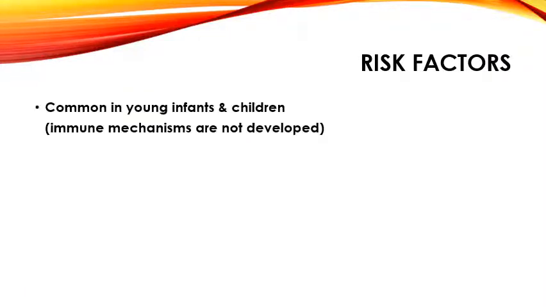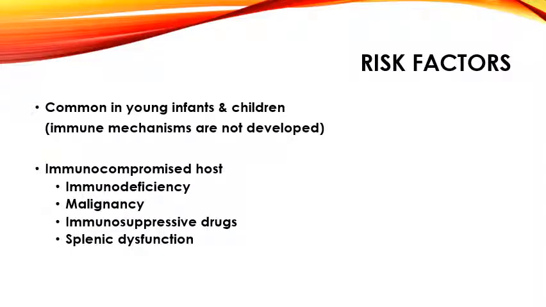What are the risk factors for developing meningitis? First one is it is very common in young infants and children. And why so? Because their immune mechanisms are not well developed. Immunocompromised host. In this we have immunodeficiency, specific host defense defects as a result of altered immunoglobulin production in response to encapsulated pathogens, defects in complement system and defects in properdin system.